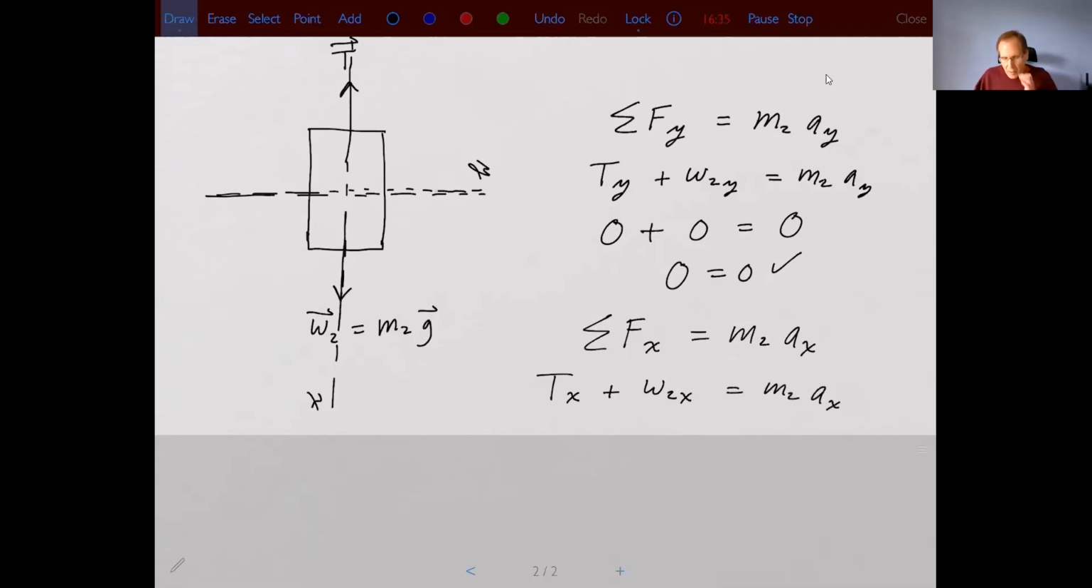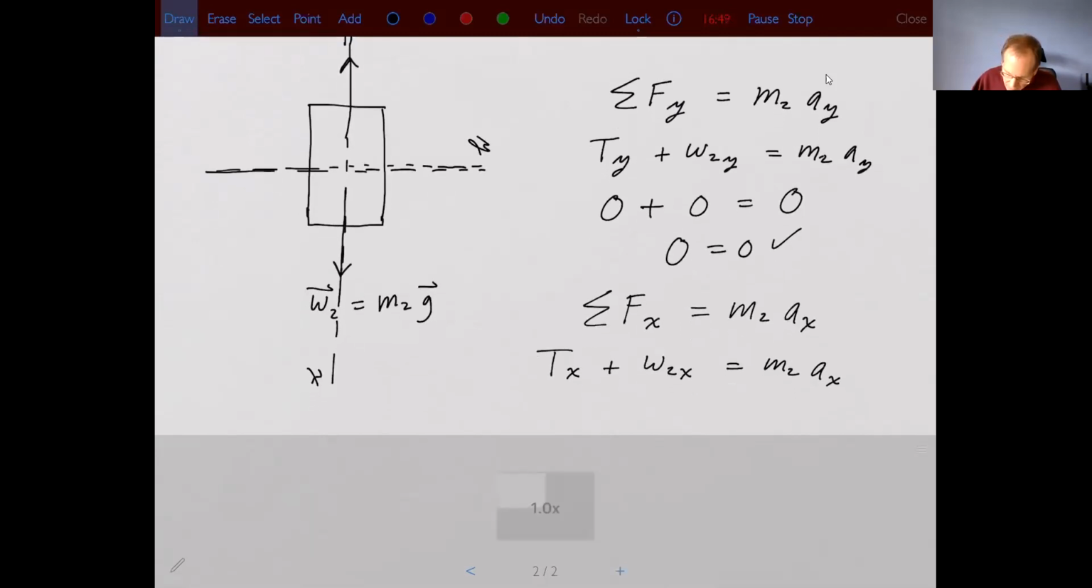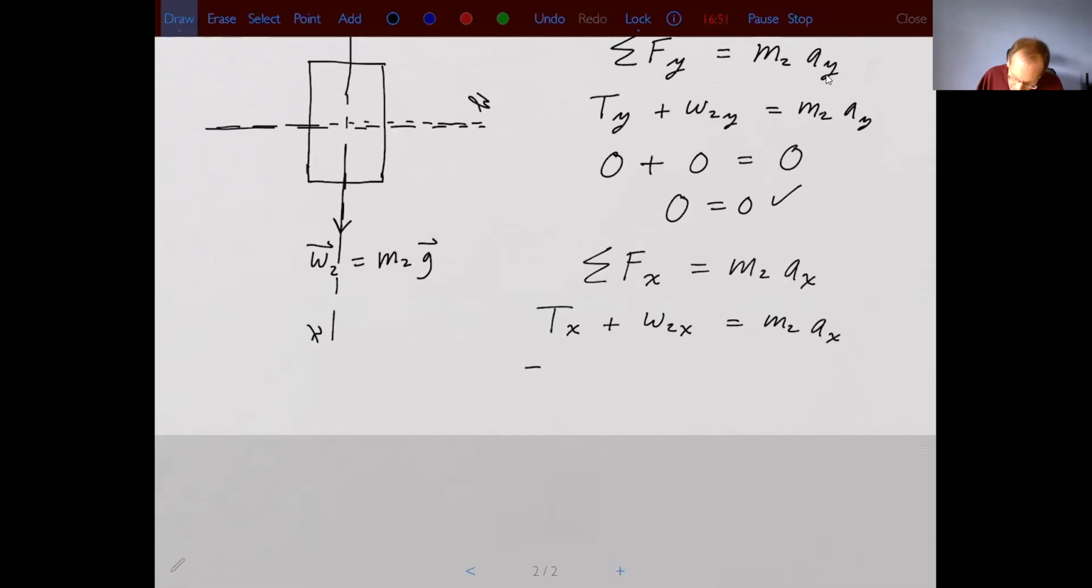ax. But how much of that tension is acting in the x direction? Well, all of it is, right? Because it's directed upward, and actually it's in the negative x direction. So Tx, the x component of the tension, is going to be negative T. How much of the weight is acting in the x direction? All of it, and it's acting in the positive x direction. So this is going to be plus m2g, right? That's the W2, that's the weight. And that's got to equal m2ax.